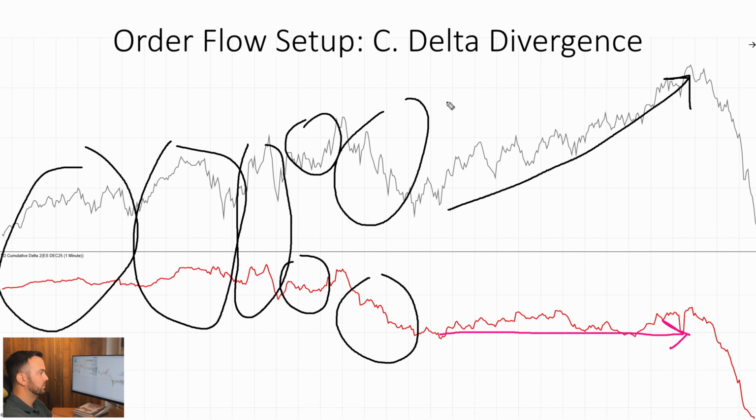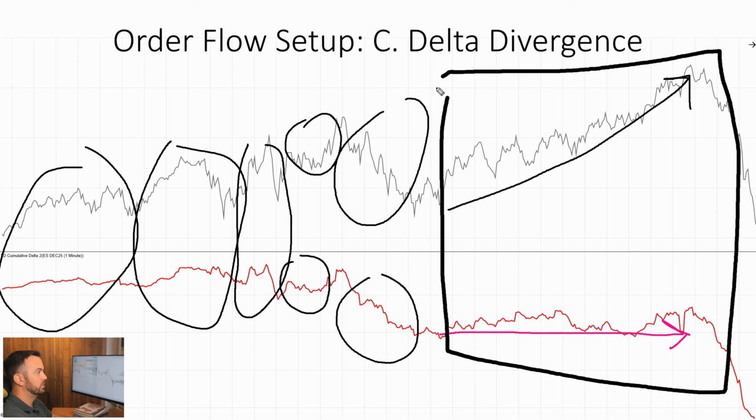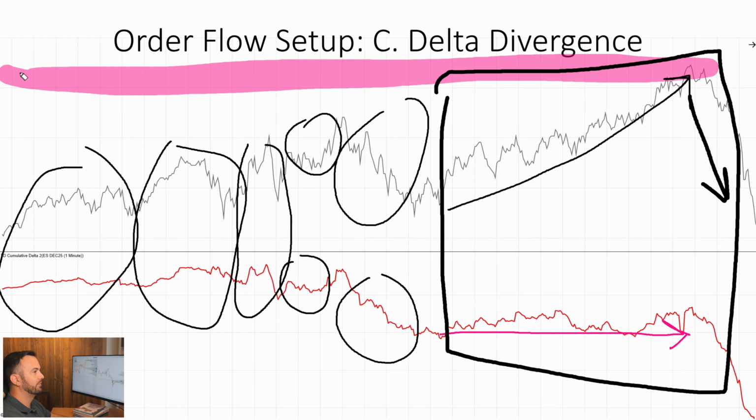But in here, they don't. There's a divergence. And the price is likely to follow delta, especially if there's, for example, some resistance level. The price hits that, and then that's the signal for you to enter your short.